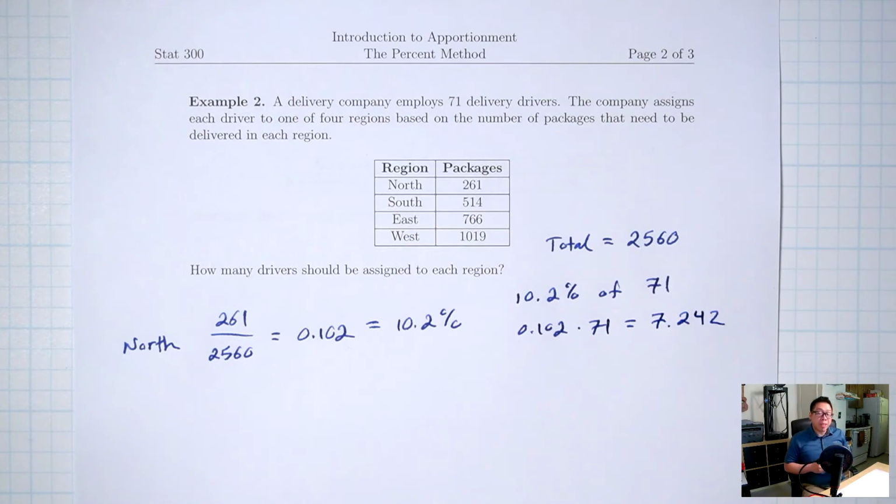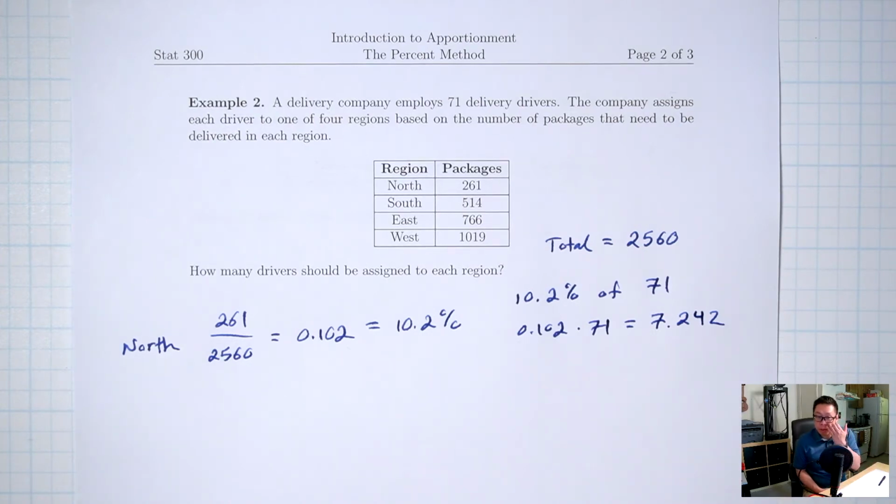So this doesn't really make sense. Okay, we're talking about how many drivers should the North get. So this is telling us that the North should get exactly 7.242 drivers. Doesn't make sense because what's 0.242 drivers? Right? You can't have 0.242 drivers. So this is really the problem with apportionment.